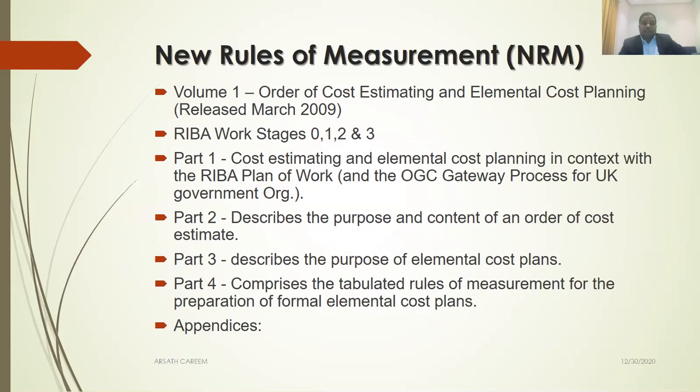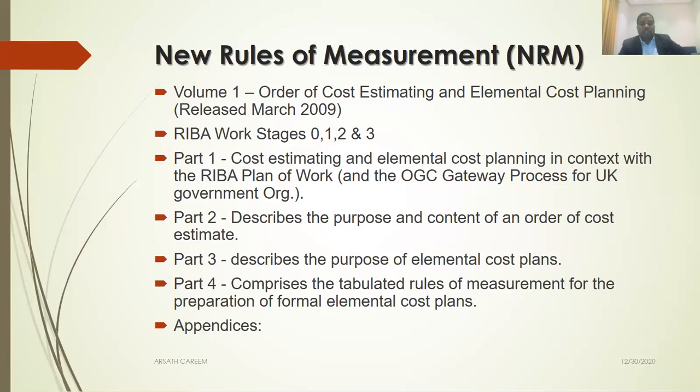Also, there is another guidance available on how to prepare a cost plan from RICS, the New Rules of Measurement, which is called NRM, which has 3 volumes. The first volume covers how to prepare an order of cost estimate and then elemental cost planning. This is useful for work stages 0, 1, 2, 3, which we discussed before. So part 1, part 2, part 3, part 4, and appendices.